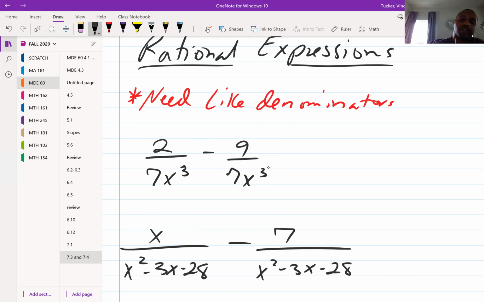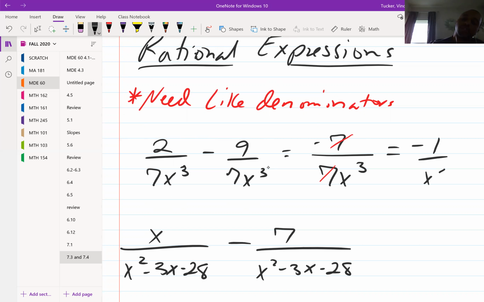We have 2 over 7x cubed minus 9 over 7x cubed. 7x cubed is in our denominator, so we're good to go. And we'll do 2 minus 9, which is negative 7. Don't forget to reduce if possible. We have 7s that can cancel. So it'll be a negative 1 over x cubed.